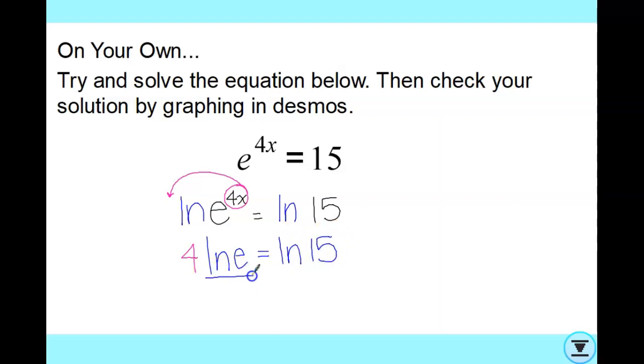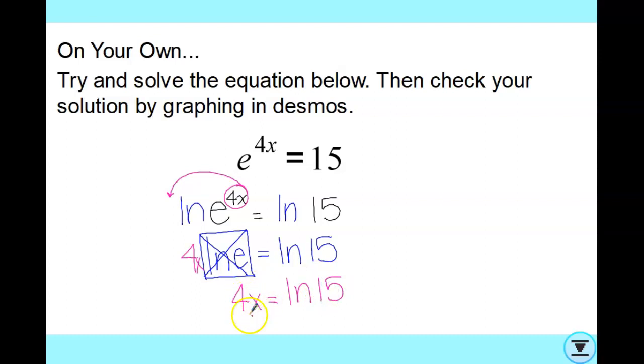Now, the really special thing about this is that anytime you have an ln and an e next to each other, it's really just the same thing as 1. So you're taking 4 times 1, which is just 4. Sorry, there should be an x after that 4 here. Okay, so really what we're left with is 4x is equal to ln of 15.